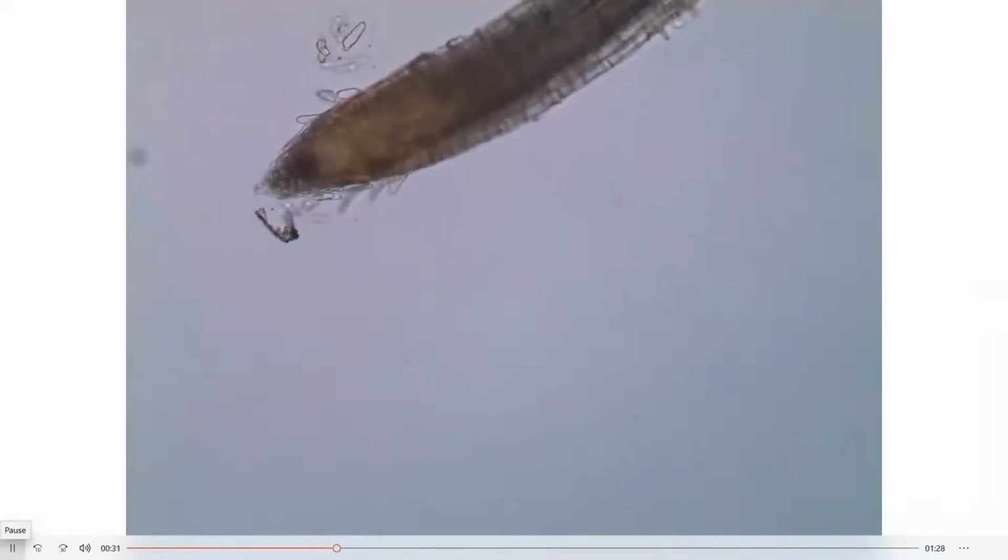And you can see down here at the root cap, the cells sloughing off. And this little darker brown region is the root cap. And you can sort of make out some of the cells there. So let's just kind of follow along the root a little bit.